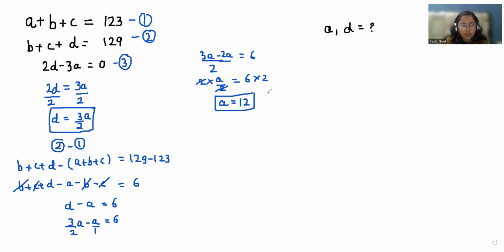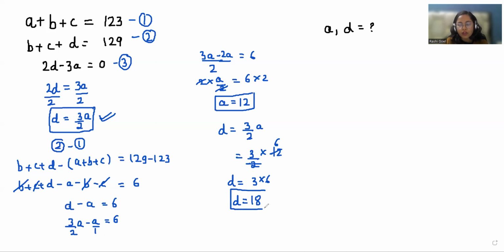Now comes d. So we are going to put the value of a in this. So d = 3/2 a, so 3/2 multiplied by 12. So we can eliminate this 6, and the value of d is 3 times 6, that is 18. So our final value of a and d is: a is 12 while d is 18.